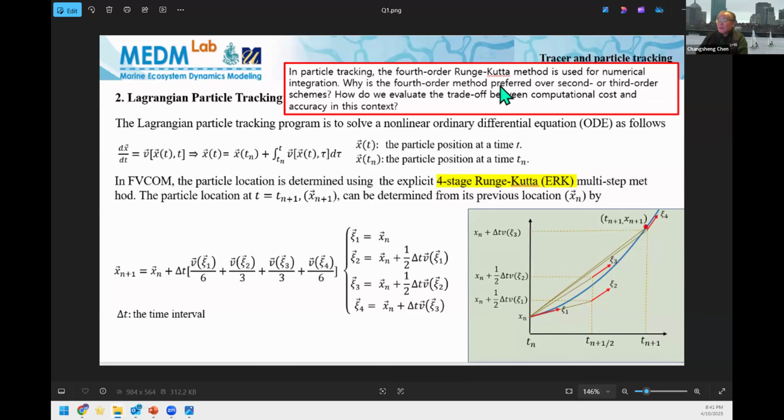Okay, so you ask how to evaluate the trade-off. Here we use a second order Runge-Kutta method for the tracking, so you can easily use an analytical solution to check your trade-off. You draw some function and use the tracking method with time. You can see how accurate they are.